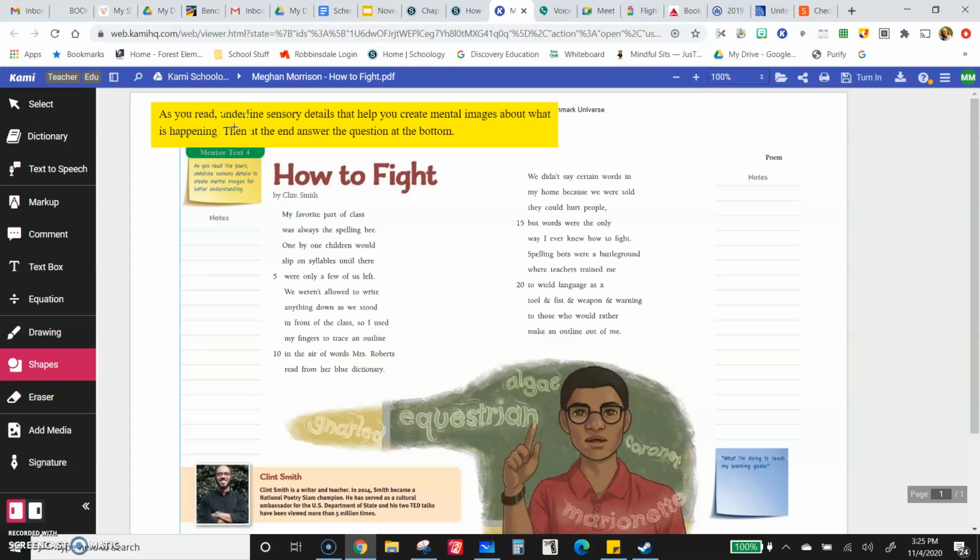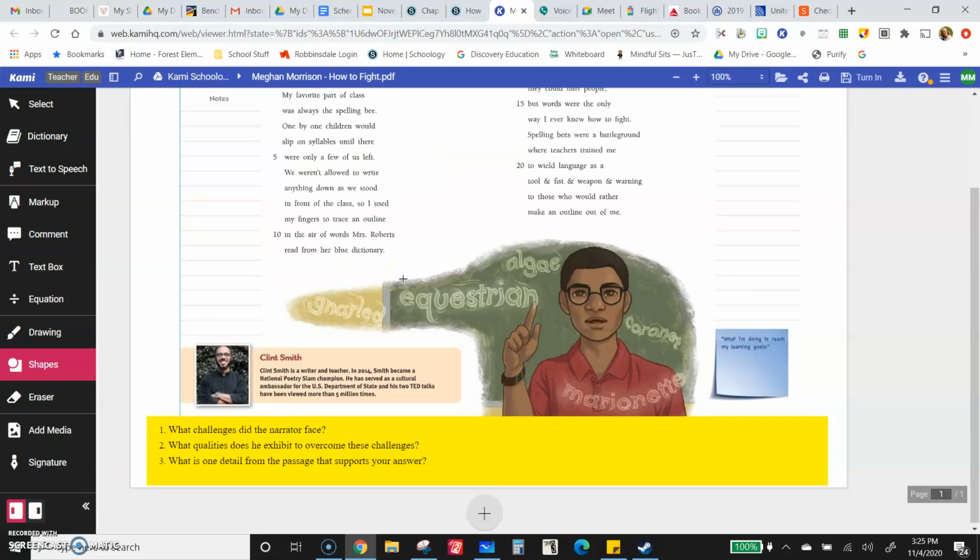But as you read, underline sensory details that help you create mental images about what is happening. So just like the last poem, you're underlining things that help you create that picture, that movie in your mind of what is going on. Because that is how we understand, or part of how we understand what we're reading, is by creating a mental image. So underline the details that help you do it. Then there's some questions at the bottom. So make sure you scroll down, because if you don't scroll down, you won't see them.